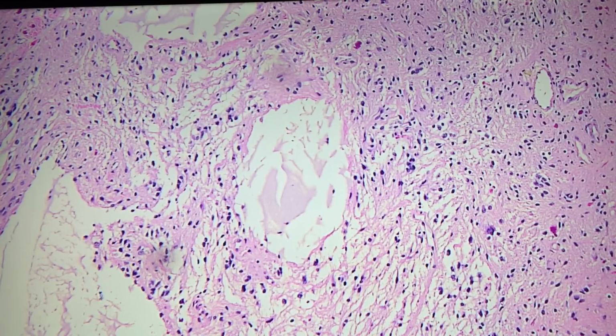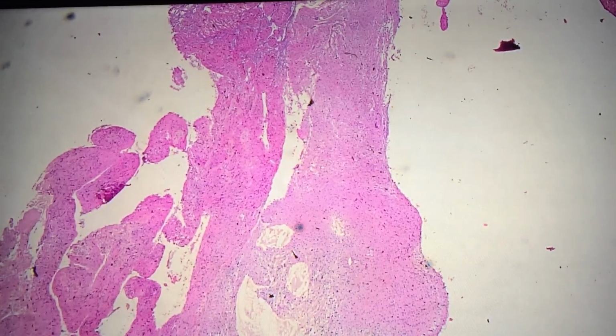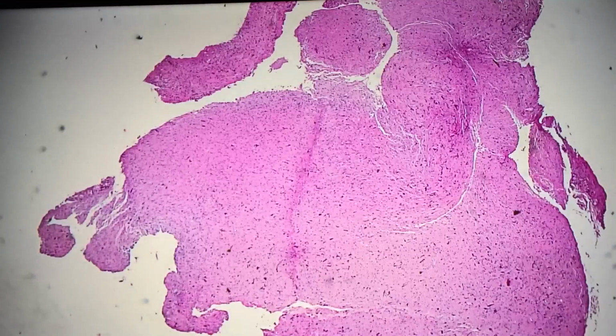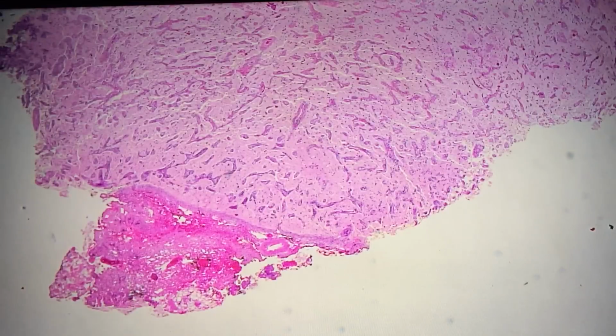Does this area correspond to the mural nodule on imaging? I think this whole tumor, even the loose areas, would be the solid part, the mural nodule part. And the cystic part, we probably wouldn't even see much of that at all. All right, two tumors with Rosenthal fibers. We'll move on.